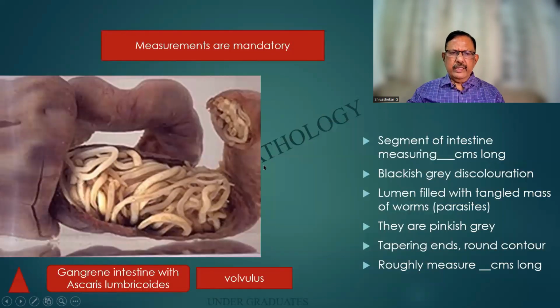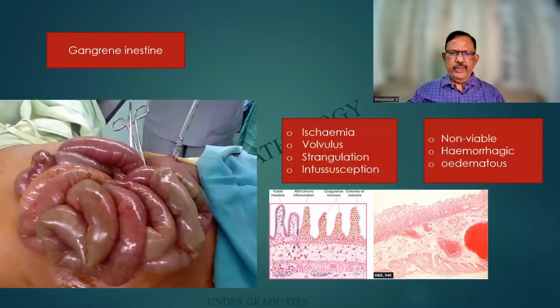And here again, it is a surgical emergency. It is almost obstructing, as a result of which there can be a volvulus, there can be an intussusception, or there can be an ischemia. So it is a segment of intestine measuring so many centimeters long, blackish gray discoloration, lumen filled with tangled mass, and the parasites are pinkish gray in color with tapering ends. Roughly, you can mention the measurements. It is a case of gangrene of intestine with Ascaris lumbricoides. Because of volvulus, it has come as a surgical emergency.